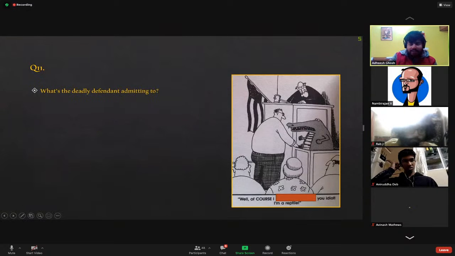Right. So what we've got here is a very nice comic by the legendary Gary Larson. Extremely hilarious stuff. Please do check out The Far Side if you have not already added it to your life. So essentially, the question is mostly image based. It's asking what the deadly defendant is admitting to. So hopefully all of you can see the image clearly.